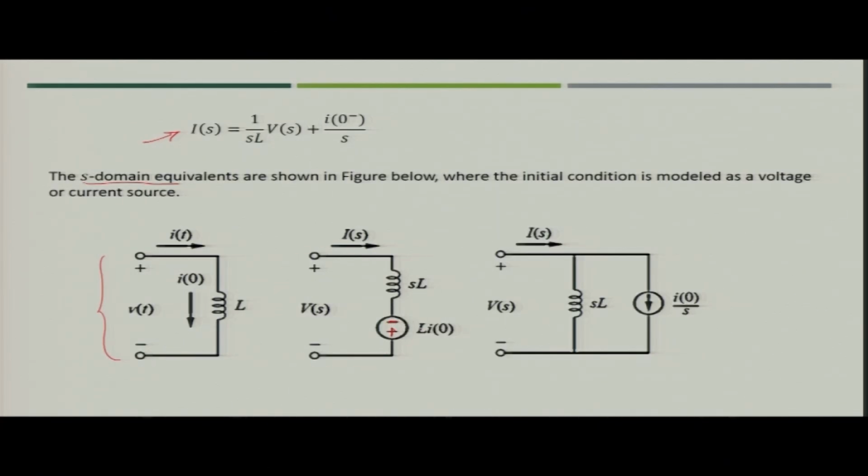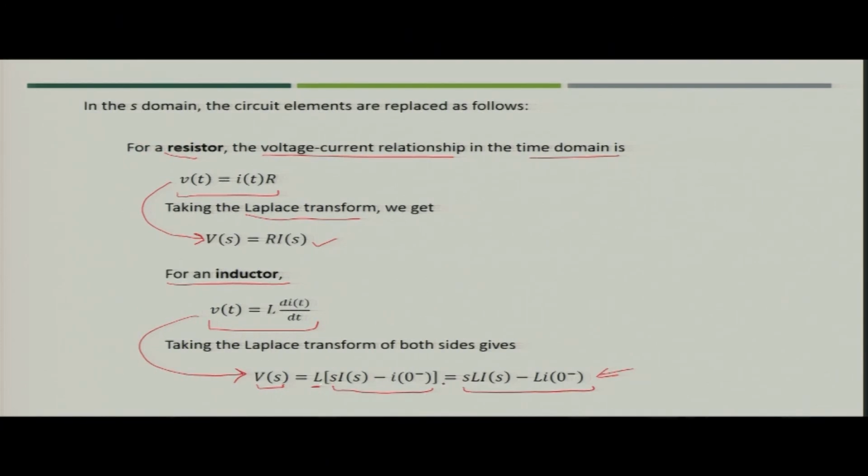So, the equation for voltage in s domain for the inductor will become sL, that is the inductor, in series with a voltage source equal to L into i(0), with negative polarity on top and positive in the bottom. So, you can see that this will represent the equation which we just derived while we were transforming the time domain equation into the s domain.